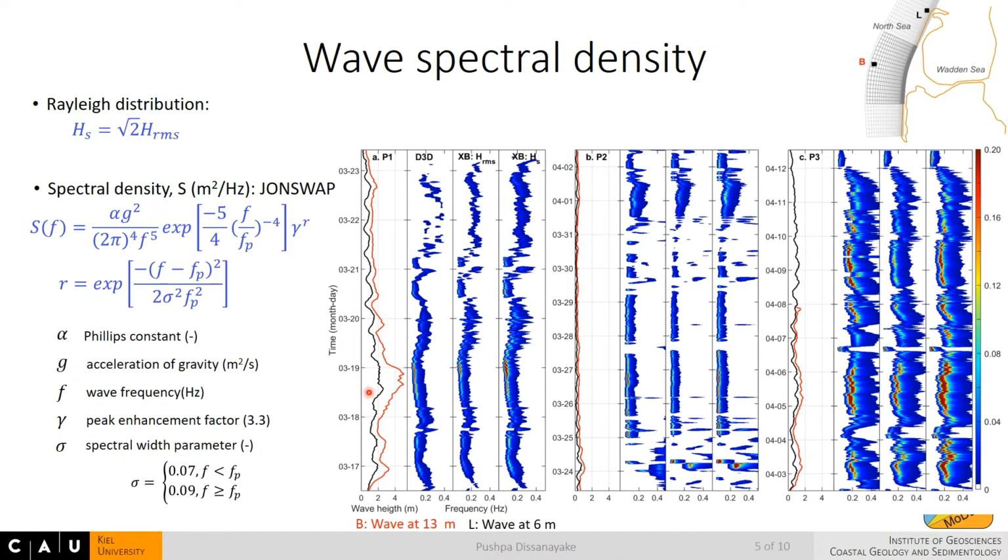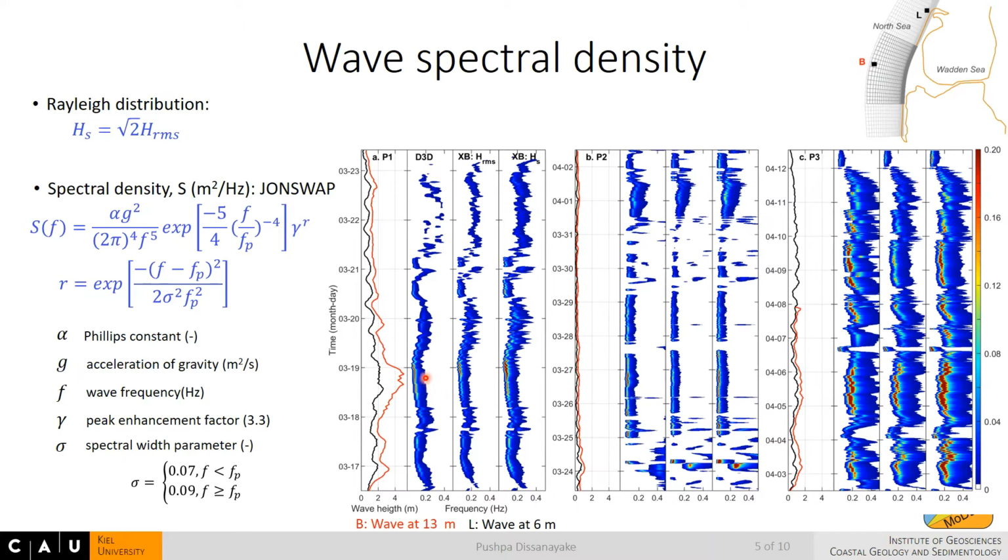The first panel shows wave height, the x-axis is wave height, the y-axis is time, red is from B and the black line is wave from L. The other 3 panels show spectral density. Those are normalized values with respect to the highest spectral density in each event. So this is from Delft3D. This is from XBeach using root mean square wave height, and the last one is XBeach using significant wave height.